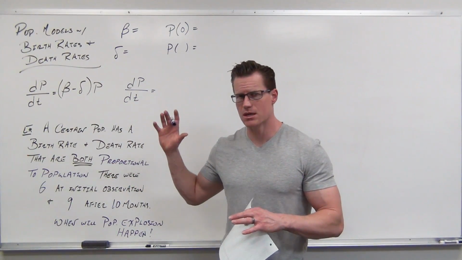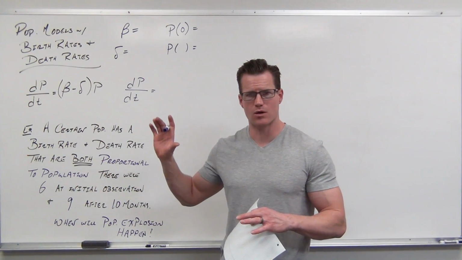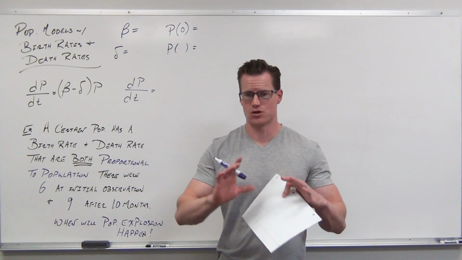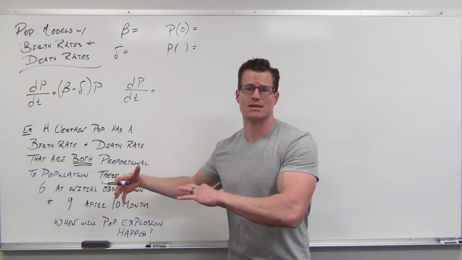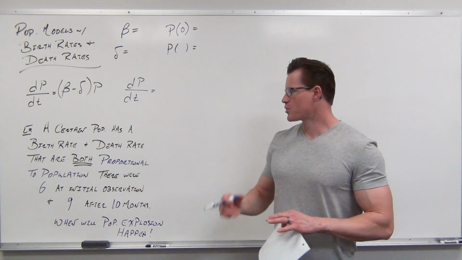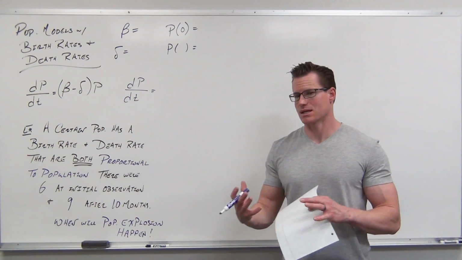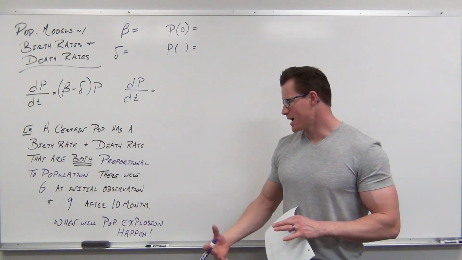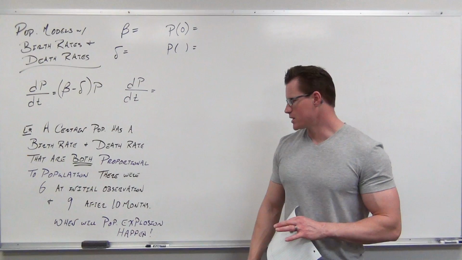I'm going to solve for p. I'm going to show you the model here, the population model based on k and the initial population, and then we'll deal with this specific example. So a certain population has birth rate and death rate that are both proportional to population. There were 6 when we initially saw it and 9 after 10 months. When will a population explosion happen?